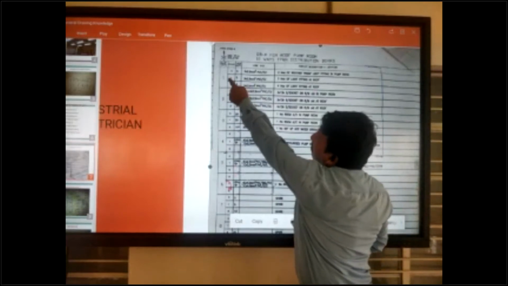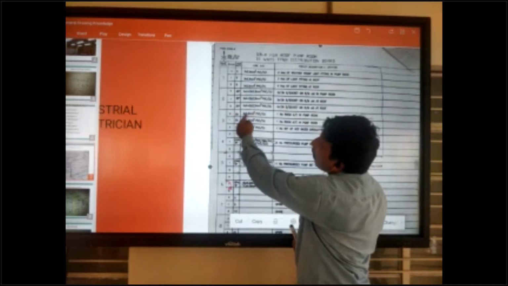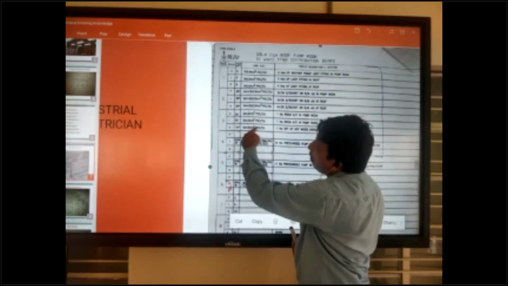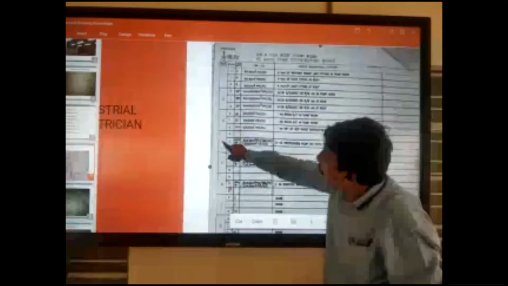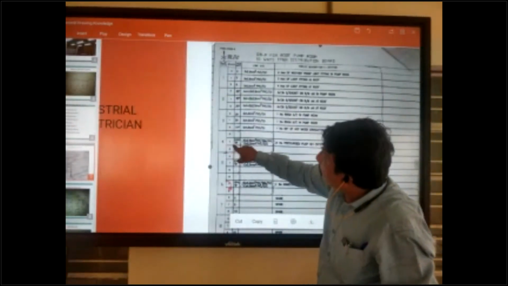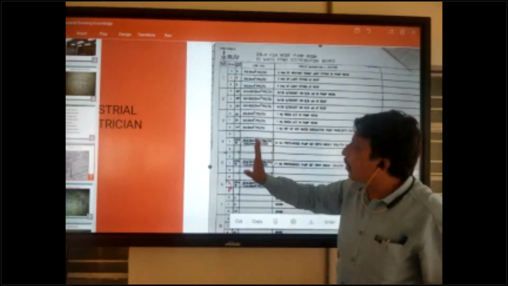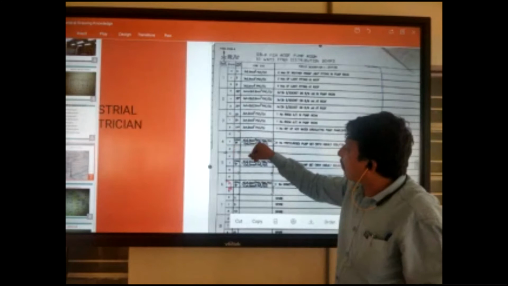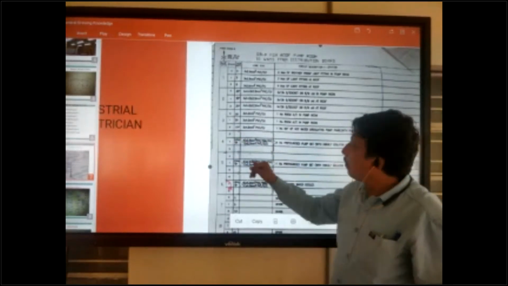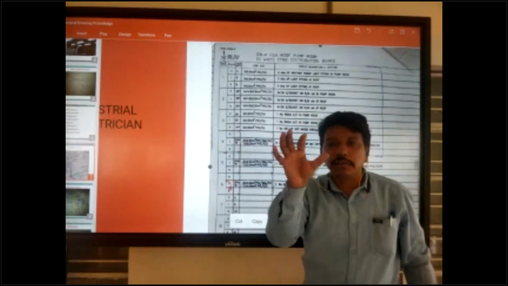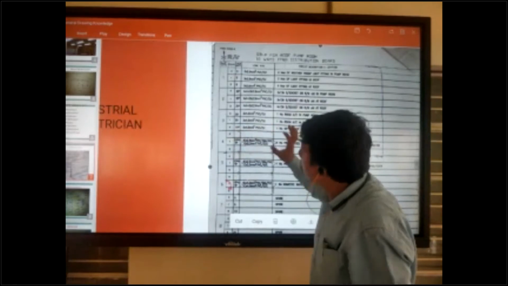1 way, all are single phase. 2 way, all are single phase. 3 way, all are single phase. Red also single, yellow also single, and blue also single. But in this 4 way, you can see in red, nothing is written. Blue, nothing is written. Only the center is written, and there is 10 ampere TP written. So TP means triple pole. We can install a 3-phase MCB here.